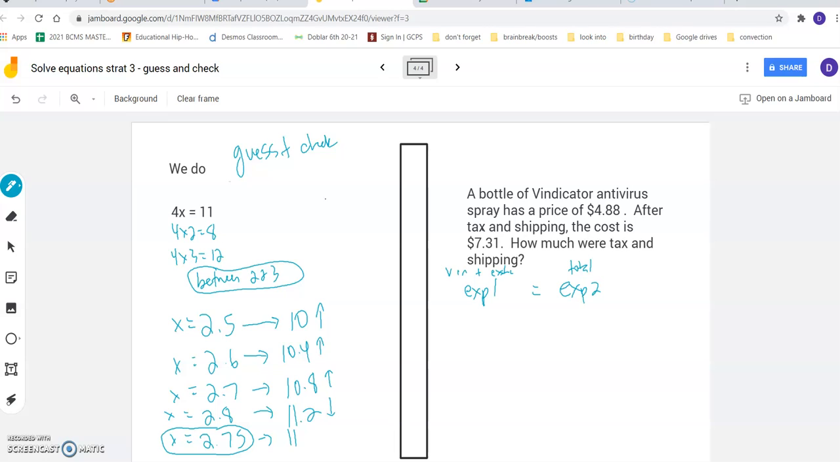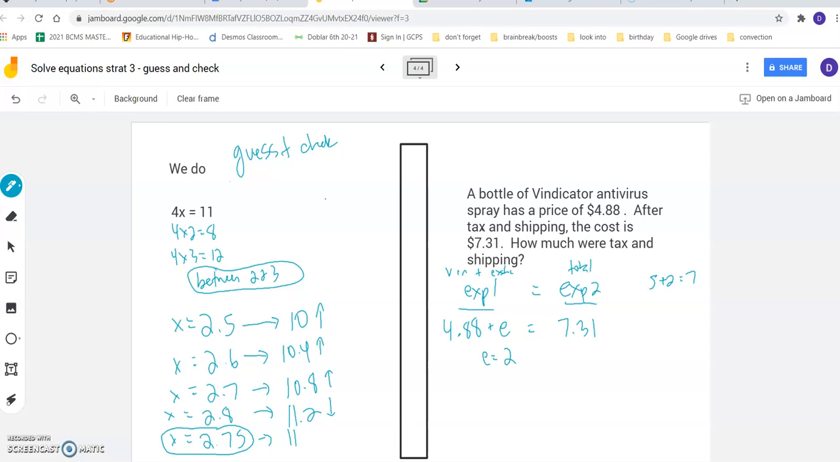So if I take the Vindicator, add the extra, I get the total price. The Vindicator was $4.88. The extra we don't know, tax and shipping, I'll call that E, extra. And that's equal to the total price of $7.31. So let's use that equation and guess and check and try to figure out how much it was. This is about 5. This is about 7. I'm just going to take a guess that I need to add, it looks like $2. 5 plus 2 would be 7. So I'm going to guess I need somewhere around $2.